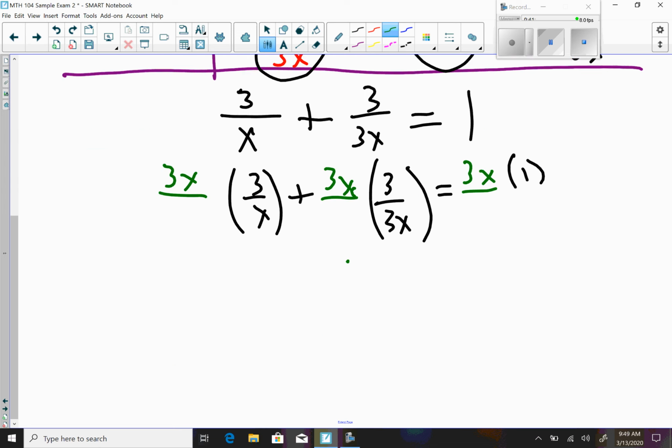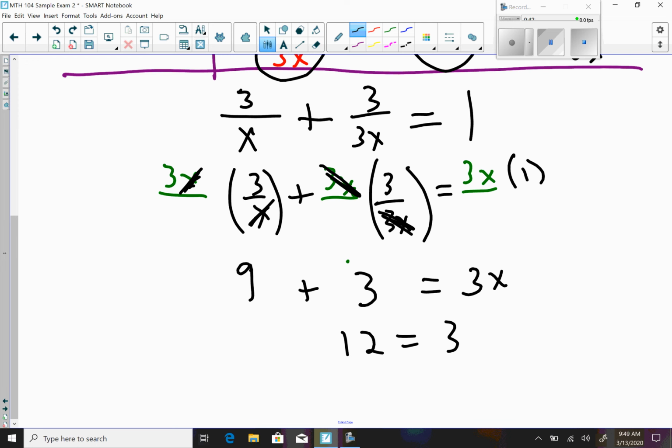The next equation won't have any fractions. 3x times 3 over x is just 9. Those x's cancel. Plus 3x times 3 over 3x is just 3. 3x's cancel. And 3x times 1 is 3x. So to get here, we just got rid of this and this. 3 times 3 is 9. And over here, we got rid of all of this and all of this. Just a 3 there. And there's nothing to get rid of here. There's no denominators. 3x times 1.